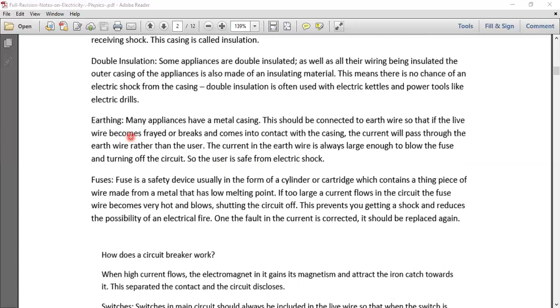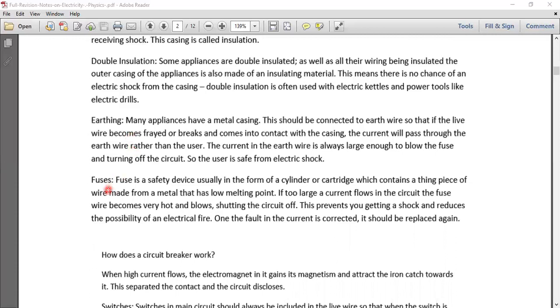The user will be safe from electric shock because the earth wire has taken the extra electrons coming to the surface. So the earth wire is really beneficial for appliances that have metal casings, because at any time the live wire can come in contact with the metal casing and cause a severe electric shock.